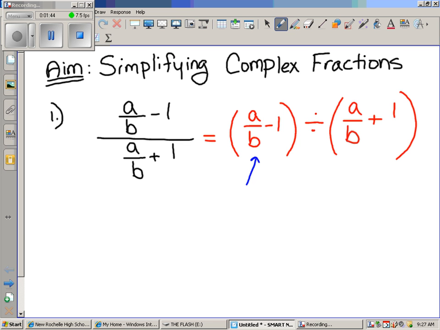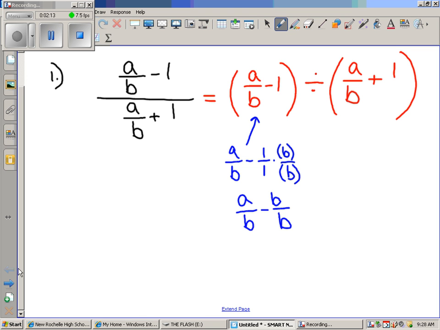I'm going to tackle this problem first. Here it is. We learned about this yesterday. You got a over b, and 1 is the same thing as 1 over 1. What's the common denominator? B. Yeah, the common denominator is b. So I'm going to multiply this one by b over b, and then you get a over b minus b over b. And that ultimately is going to be a minus b over b. You okay with that?